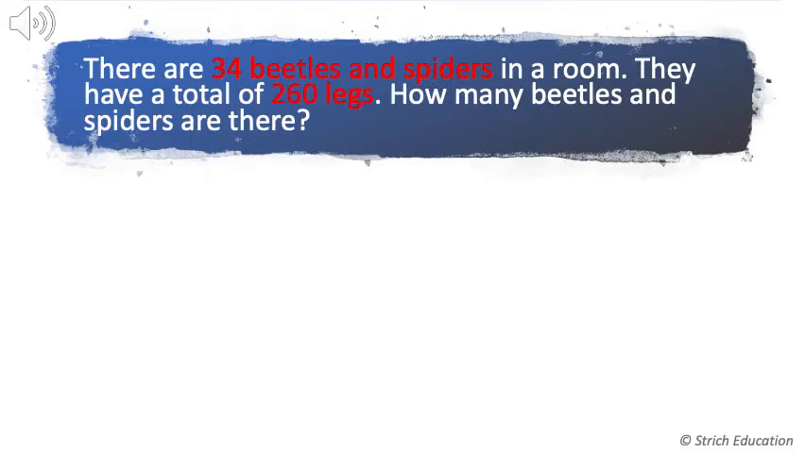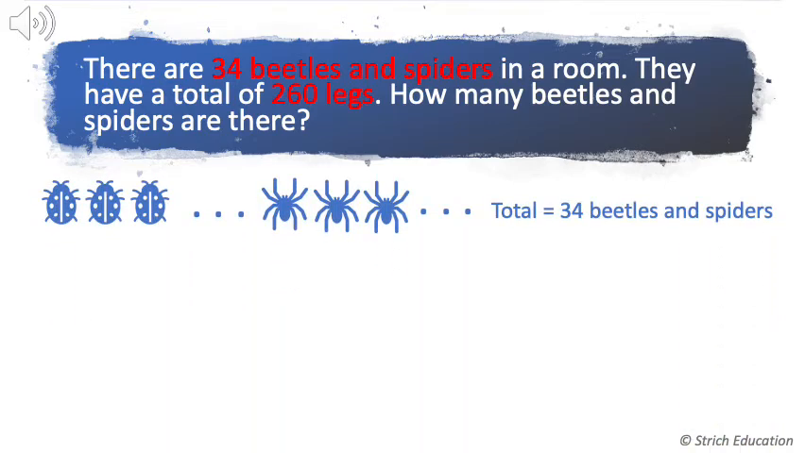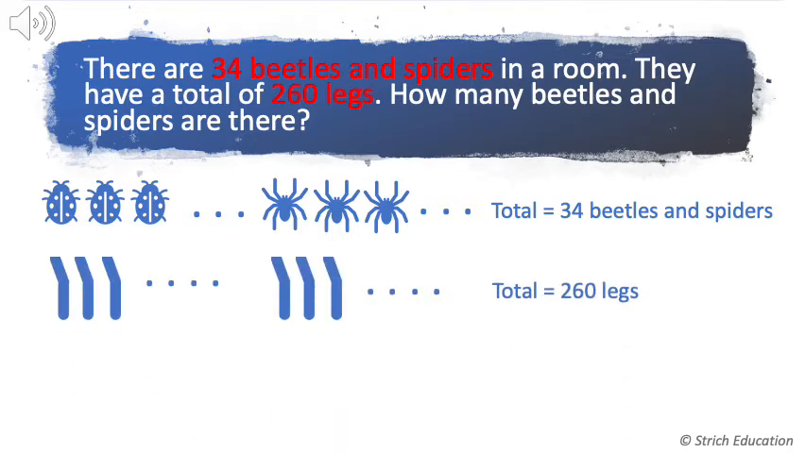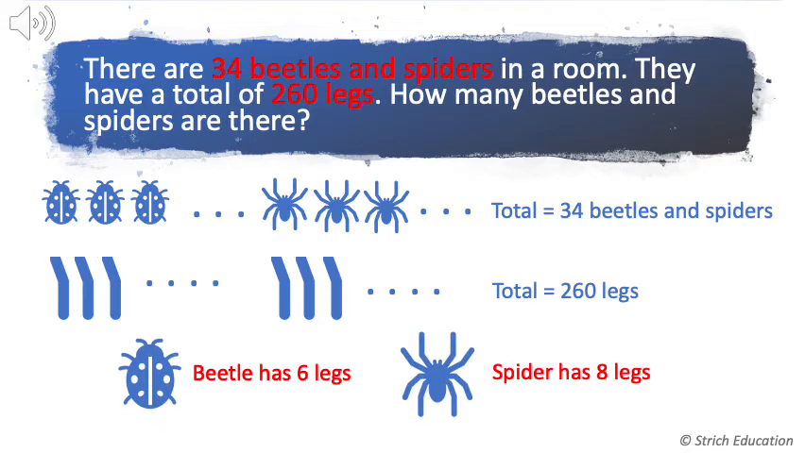Now, let us take a closer look at the story here. We know that there are a total of 34 beetles and spiders. We do not know how many of each we have, but we know that the total is 34. Next, we know that if we add up all the legs of all the beetles and spiders in that room, we would have 260 legs altogether. To be able to do this question, we assume that you have the general knowledge that a beetle has 6 legs and a spider has 8 legs.